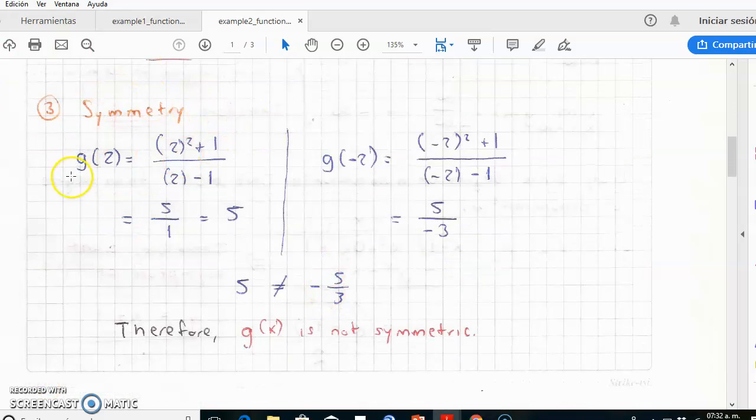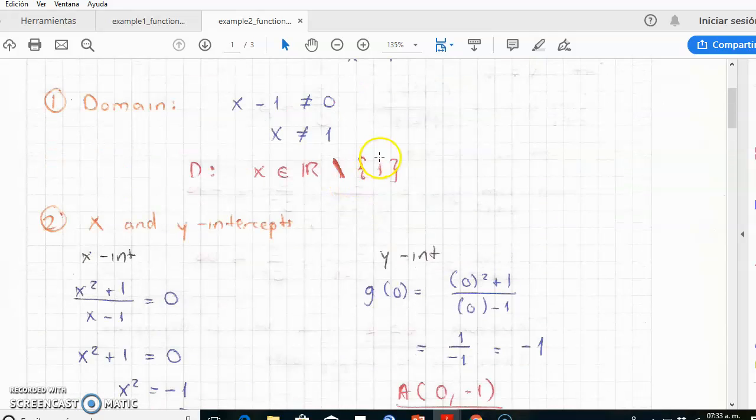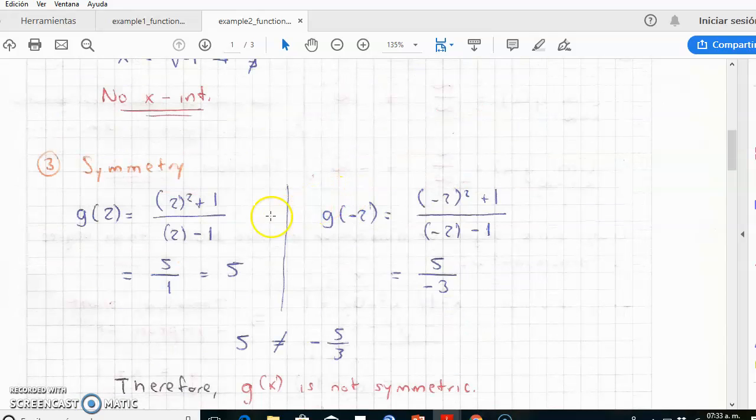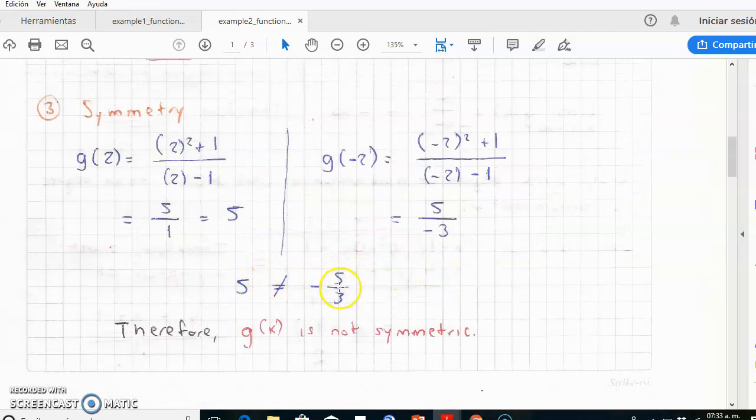For the symmetry, we're taking two values, the value of 2 and the value of minus 2. Why? Because those two values are not my restriction, so there shouldn't be any problem with that. g of 2 will be 2 squared plus 1 over 2 minus 1. We evaluate that, so the answer is going to be 5. Then we have g of negative 2. We evaluate that, the answer is minus 5/3. If you observe, the two values are totally different, value and sign. That means that the function g of x is not symmetric.